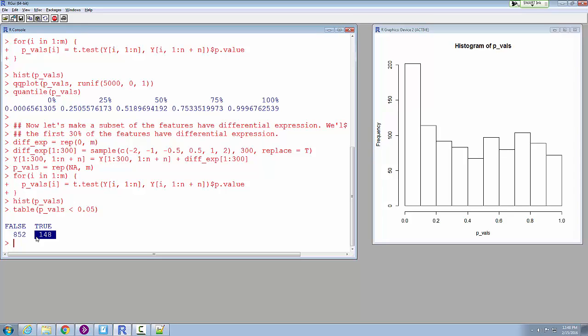So my point is that p-values and type 1 error rates are kind of limited in what they tell you. What you would like to do is say, here's 148 features out of the 1,000, and I'm 95% confident in them. You want to be able to say something like that. Type 1 error rates and p-values don't really apply well. False discovery rates do.